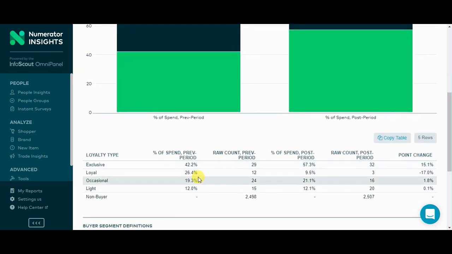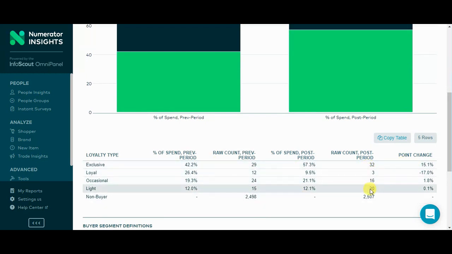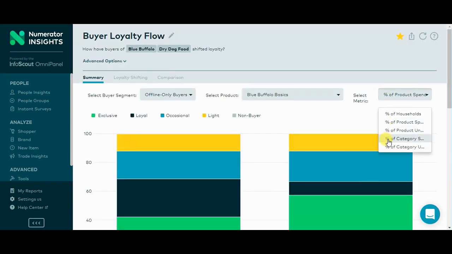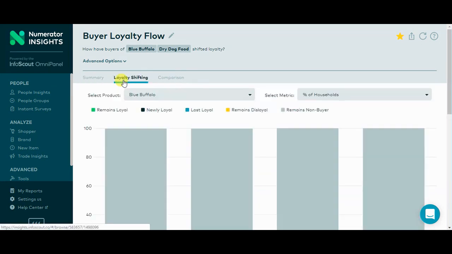So if I scroll down, I would be able to compare all of those, see how things have grown. I'll have a point change over here, and then you'll also be able to see that raw count. So do take note of this raw buyer count because a buyer count of 3 is pretty low to factor any major decisions on. So there are other metrics in here that you can look at, but we will move on to tab 2, which is loyalty shifting.